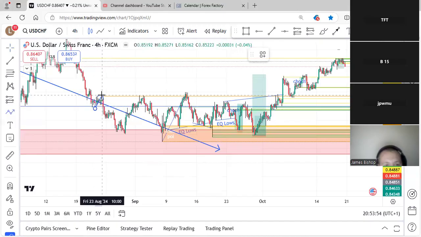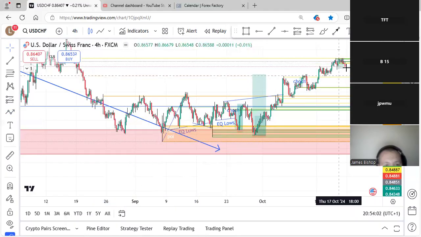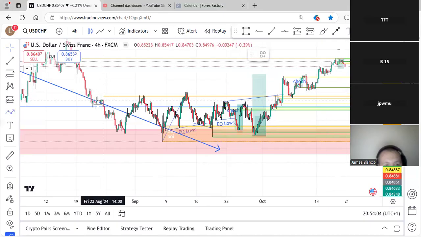So this will be how I sort of view the 15-minute structure. So go away, keep doing that. Don't know what I'm doing.